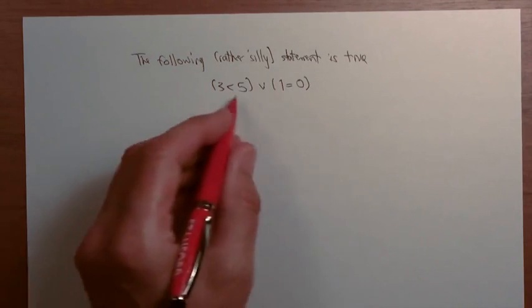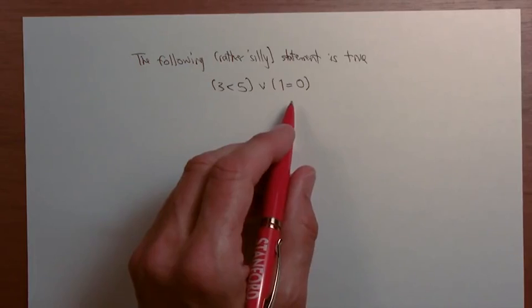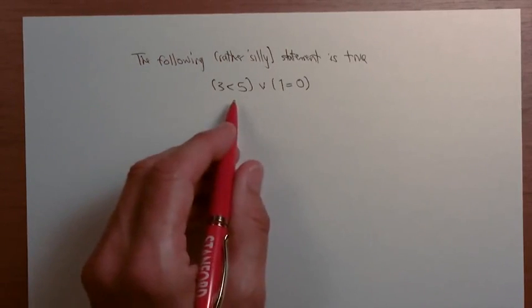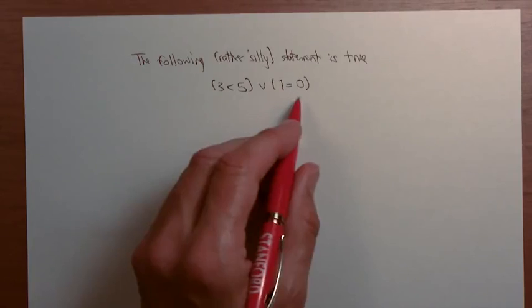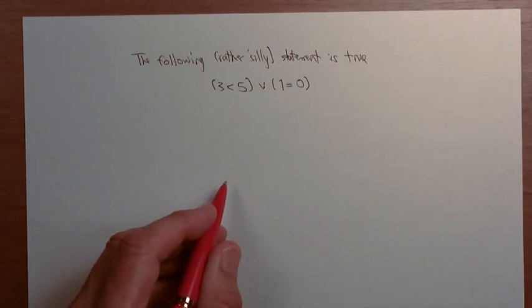This thing is true even though one of the disjuncts is patently false. So this emphasizes the fact that for a disjunction to be true, all you need to do is find one of the disjuncts which is true. It doesn't matter if one or more of the other disjuncts is patently false. Okay, let's see how well we do understand that.